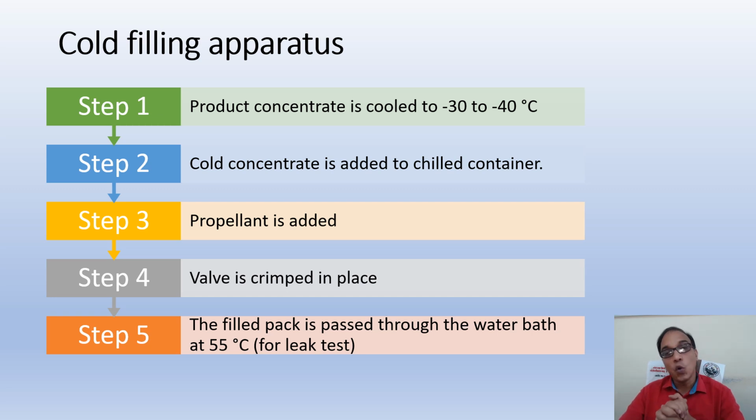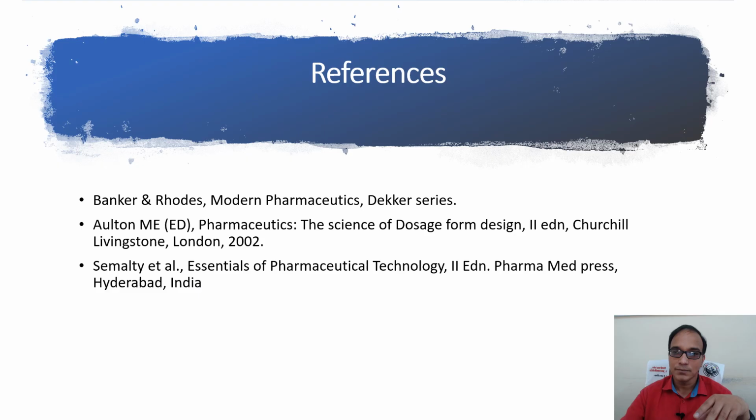Now let us discuss the cold filling apparatus. In step 1, product concentrate is cooled or frozen to -30 to -40 degrees Celsius. Cold concentrate is added to the chilled container in step 2, and in step 3, propellant is added and the valve is crimped in place, and then in the last step, the filled pack is passed through the water bath at 55 degrees Celsius for leak test. So these are some of the references which you can go through.